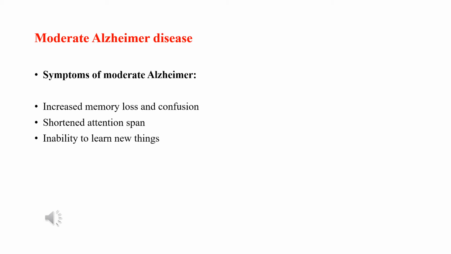About the moderate or middle stage, more intensive supervision and care become necessary, which can be difficult for many families. There are some symptoms in the middle stage: increased memory loss and confusion, shortened attention span, repetitive statements or movements, inability to learn new things.